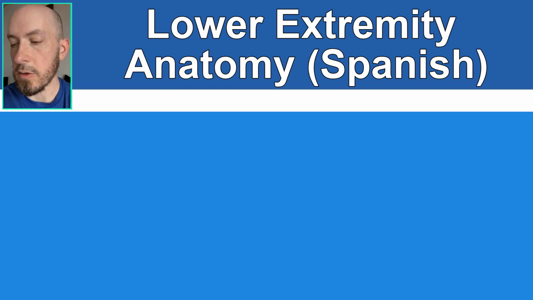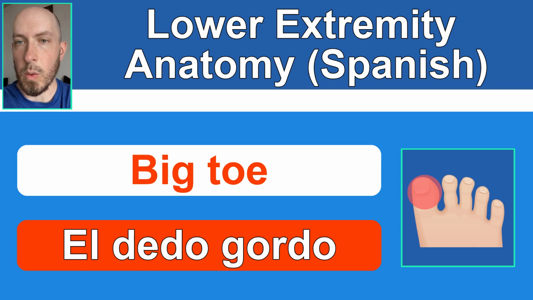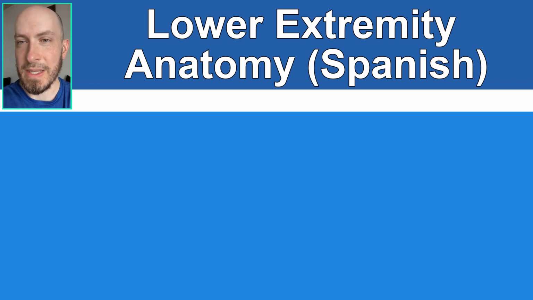All right, and last term, big toe. El dedo gordo. El dedo gordo, which means the fat toe. So just like we say large intestine, they say thick intestine. We say big toe, they say fat toe. You get the idea, because it all kind of means the same thing. It's just what you get used to.